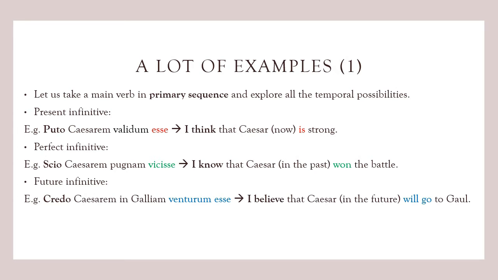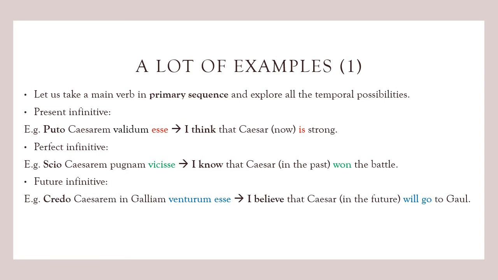Let's assume that the verb of the main clause is a primary sequence verb, and let's explore all the temporal possibilities. Let's take one with the present infinitive. Puto Caesarem validum esse. So we have our main verb, puto, we have the subject of the infinitive clause in the accusative, Caesarem, and we have our infinitive, esse, which is present in this case.